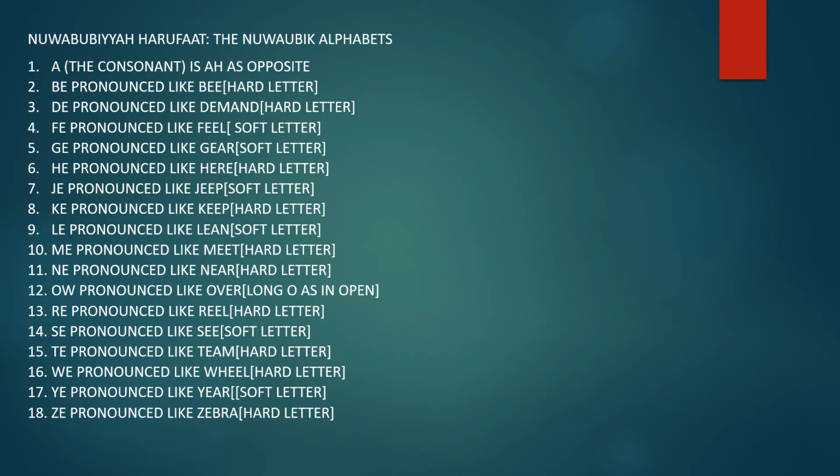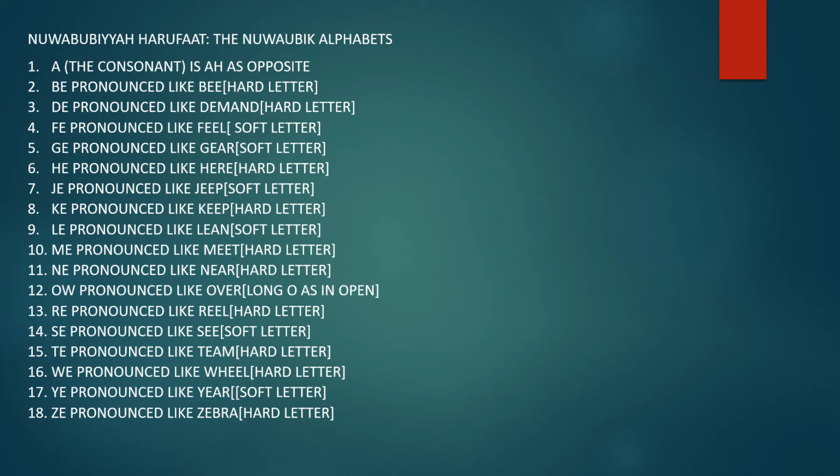Okay, but this letter is C, and it's soft. So pretty much you would pronounce this with the A sound. The 15th letter of the Nuwaubik alphabet is T. Pronounced like teen. And it's a hard letter. And so this letter, if the A precedes it or comes after it, would be pronounced ta.